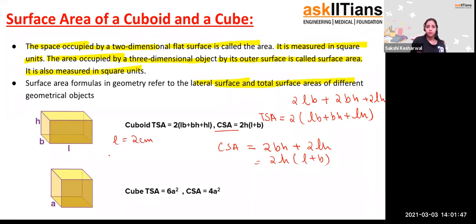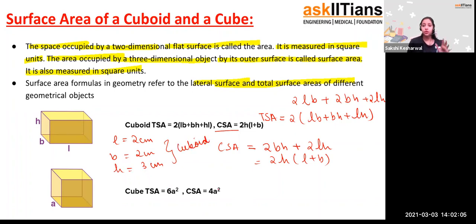Now, one more thing: if I say that this is a cuboid, length is equal to 2 centimeter, breadth is equal to 2 centimeter, and height is equal to 3 centimeter. Is this a cuboid or a cube? This is a cuboid. It is not necessary that if two of the lengths are the same, the third length cannot be different, right? So this is still a cuboid. Please pay attention that this is still a cuboid, right?